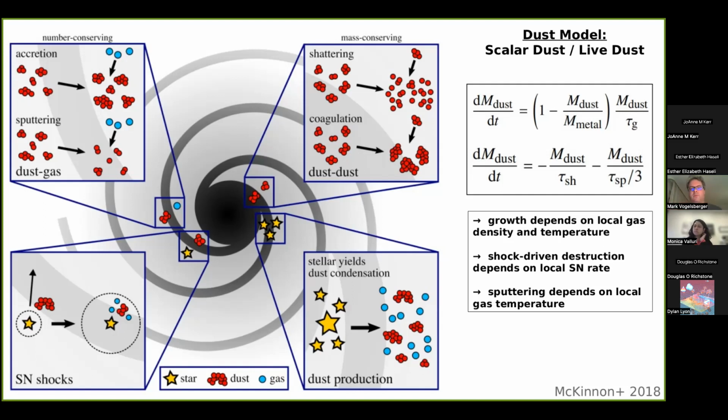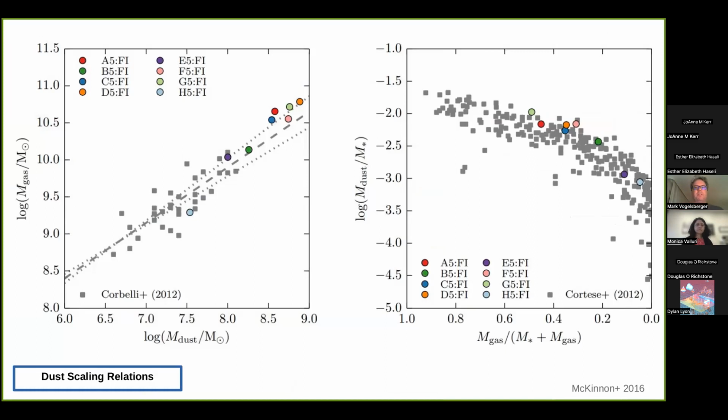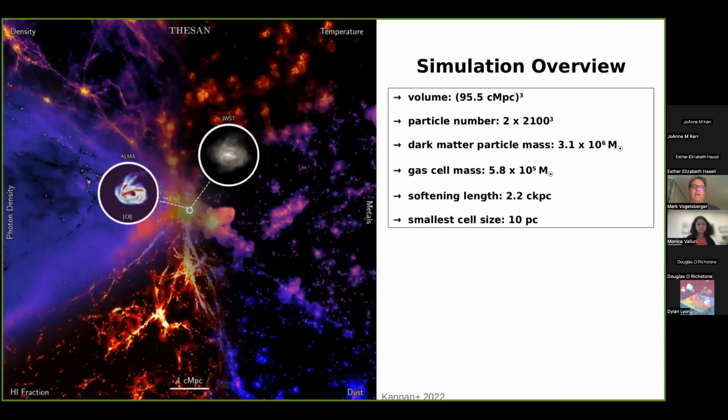So we put all this together, and then we run a large simulation comparable to this TNG100 simulation that I mentioned before. So here's the volume of the simulation indicated. It's close to a 100 megaparsec cube. And then there are a couple of other numbers that indicate the resolution of the simulation. What is the resolution in dark matter? What is the resolution in gas? And so on and so forth.